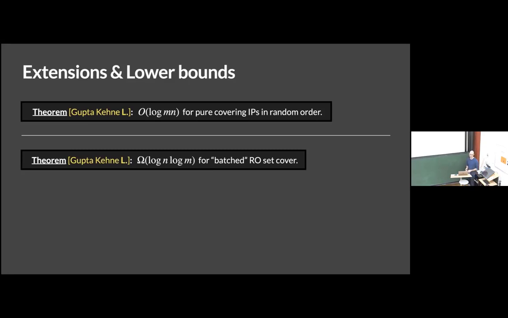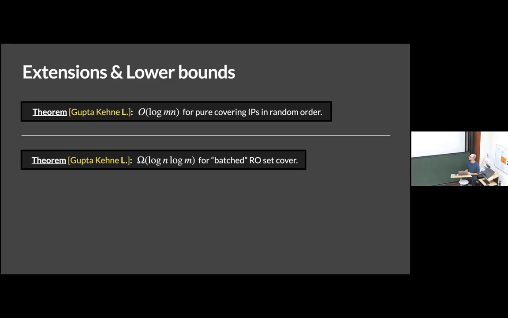We also show a collection of lower bounds, and their starting point is this theorem that we show. We show that you can't do better than log n times log m for a batched version of set cover in random order. And when I say batched, I mean the following. An adversary is going to decide on some batches of elements to feed me, and those batches are going to arrive in random order. Every time a batch arrives, you have to pick enough sets to cover the entire batch.